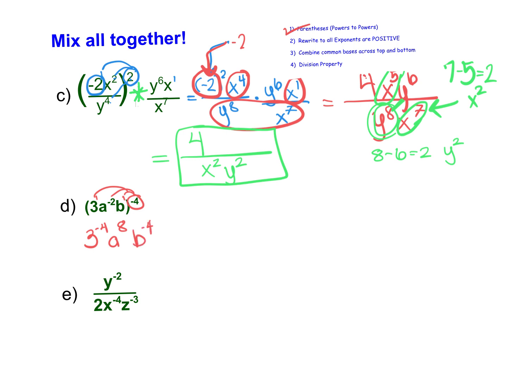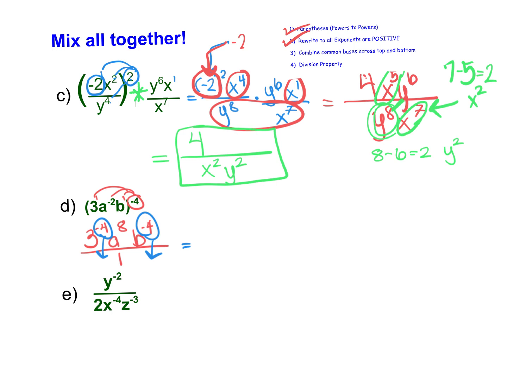Then from here, it says rewrite so that all exponents are positive. Now I notice that I have some negative exponents, so what I need to do is turn this into a fraction by placing it over 1, and then I need to move any negative exponents that I see to the opposite side of the fraction to make them positive exponents. So that's what I'm going to do here.